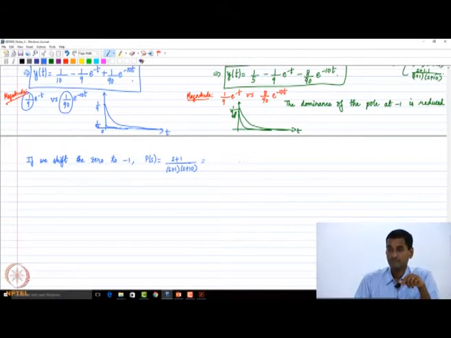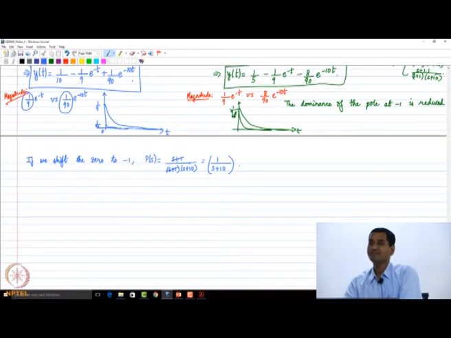So we'll look at it. Suppose I shift the zero to minus 1. What's going to happen? The zero is going to cancel the effect of the pole completely. So what was a second order system to begin with would start acting like a first order system. This effect is what is called pole zero cancellation.